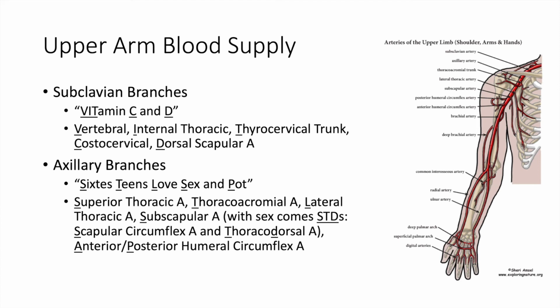Since in our mnemonic we've got sex comes with STDs. So off of subscapular artery, we've got scapular circumflex artery and thoracodorsal artery, so STD. And then our last one, and pot, would be anterior and posterior humeral circumflex arteries.